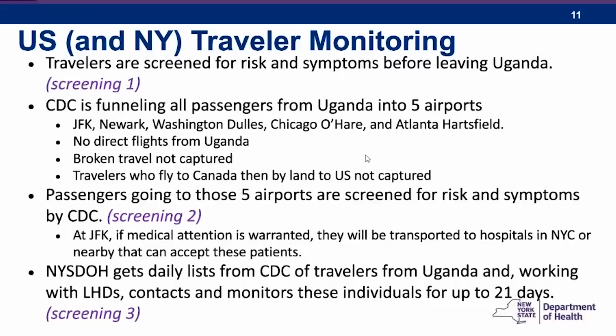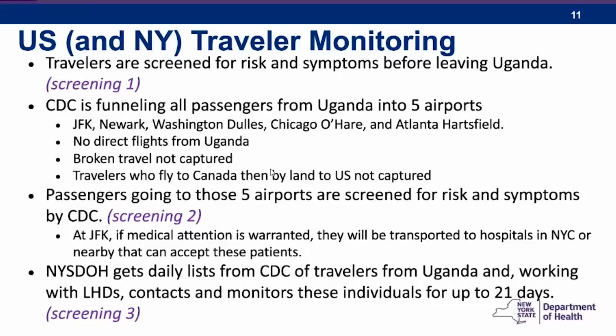These are going to be individuals who have had travel that's through what you might think of as one transaction. We're not going to be able to capture broken travel. So travelers who travel from Uganda to another country, perhaps Europe or Africa, stay for a couple of days and then wind up coming to the United States, they're not going to get captured through this net. They may get captured through customs, where they may go back and take a look through their passport and see where they had been within the past 21 days.